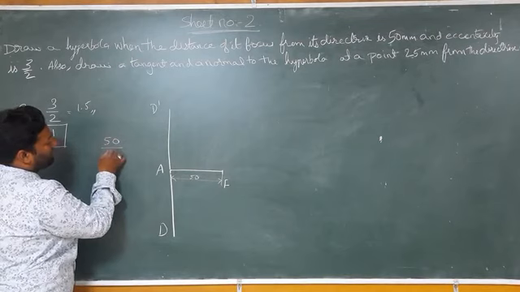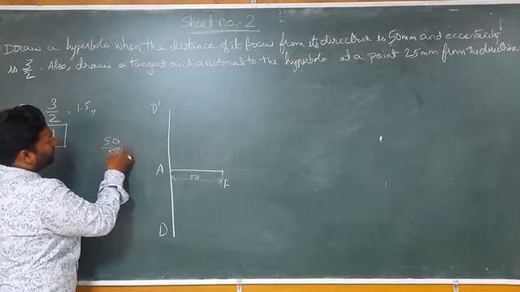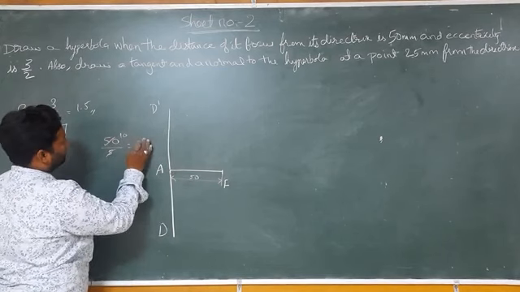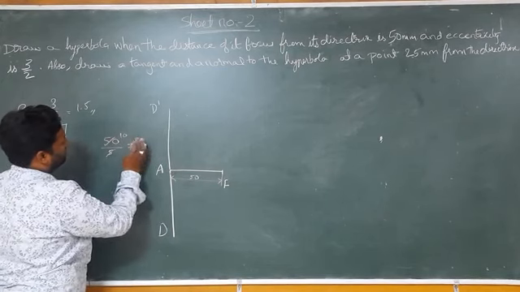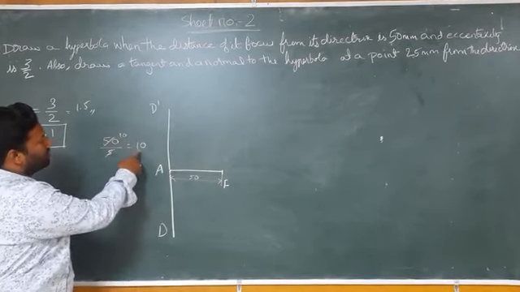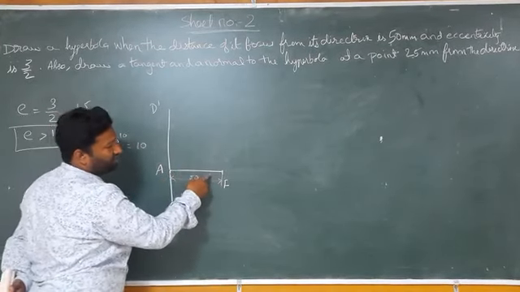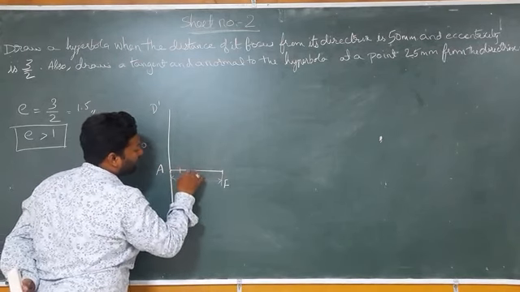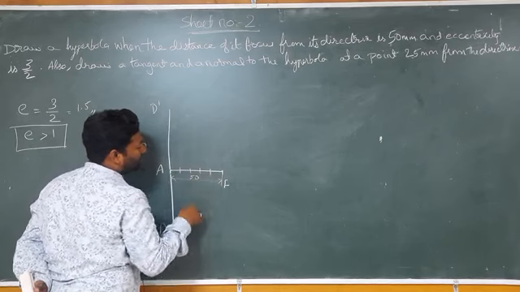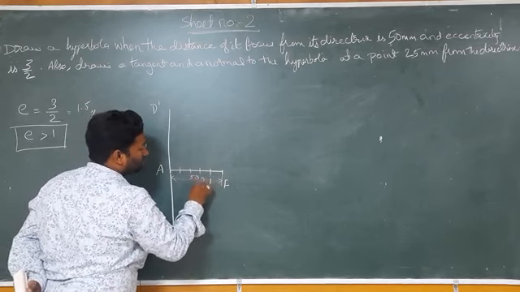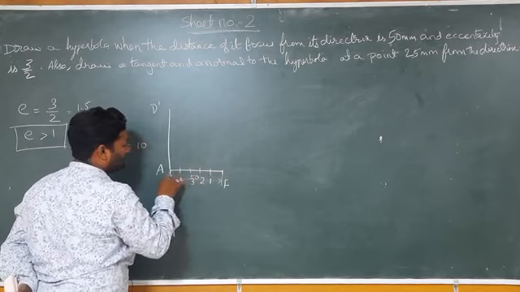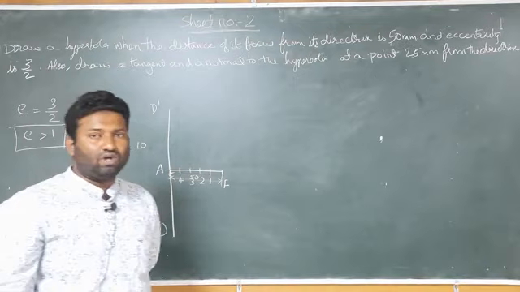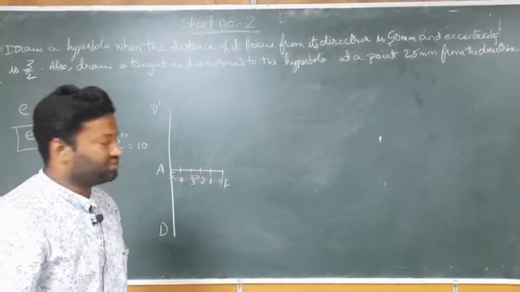When we divide 50 by 5, we get 10 units. So 50 divided by 5 means we get 10. In each division we take 10 mm. So here we are dividing the points as 1, 2, 3, 4, and this is the fifth one. So here we have divided the focus distance into 5 equal parts as per the sum of the eccentricity terms.